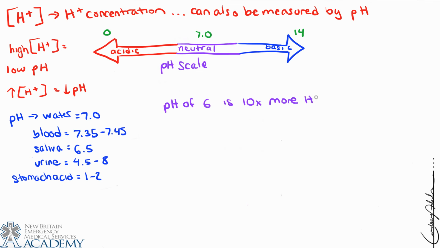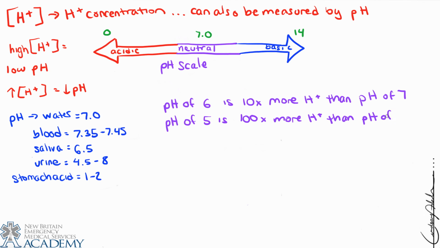All right, so I just want to talk for a moment about the logarithmic nature of the pH scale. It's easy to think about the pH scale in terms of whole numbers. Even though we're using decimals to describe body fluids, it's easy to start with whole numbers. So a pH of 6 is 10 times more hydrogen ions than a pH of 7. A pH of 5 is 100 times more H+ than a pH of 7. And a pH of 4 is 1,000 times more than a pH of 7.